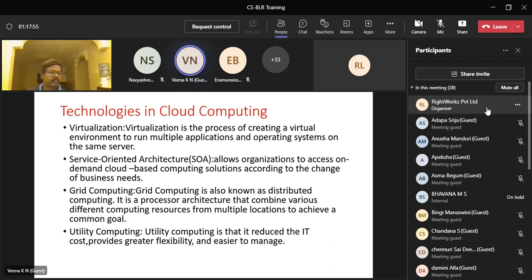Grid computing is also known as distributed computing. It's a processor architecture that combines various different computing resources from multiple locations to achieve a common goal. Utility computing reduces the IT cost, provides greater flexibility and is easier to manage. These are all about the technologies which are used in cloud computing.